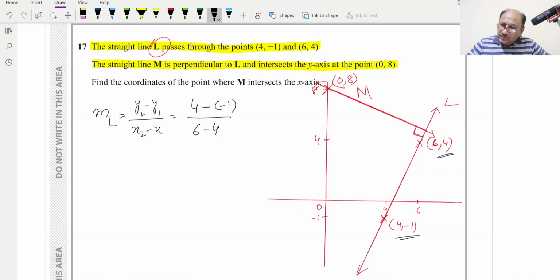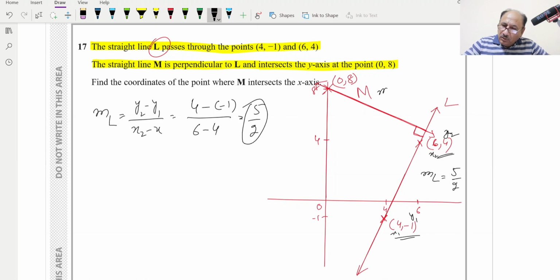This is our y2, and this one we have taken as y1, this one we have taken as x2, and this one we have taken as x1. Hopefully you understood this. Now after this we can simplify. This will be equal to 4 plus 1, 5. So 5 over 2. This will be the gradient of line L. So ML is equal to 5 by 2.